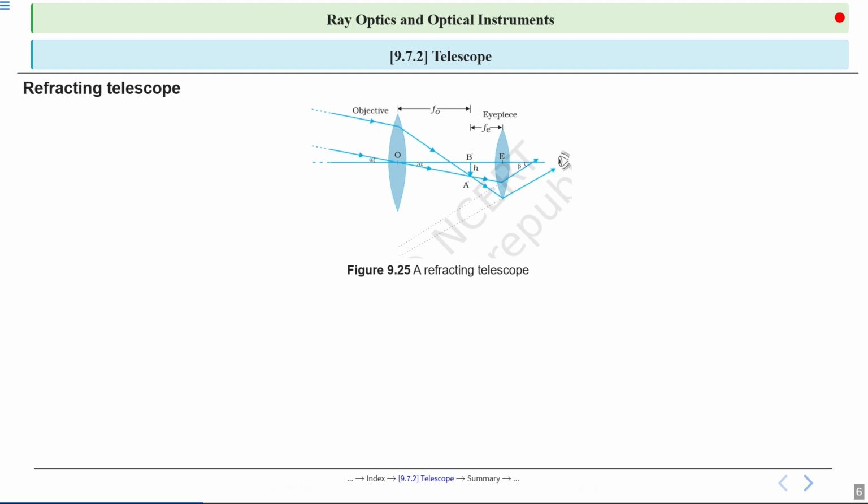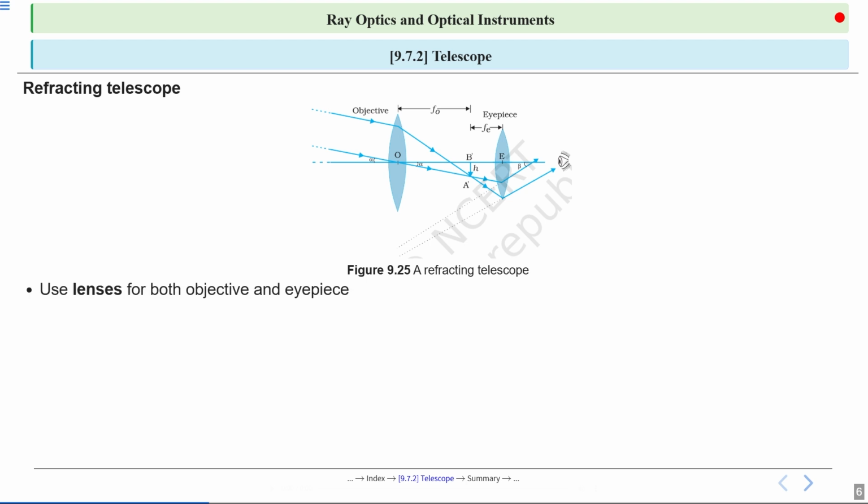Here we have an image of a refracting telescope labeled figure 9.25. Notice the long tube and the lenses at both ends. This setup is essential for gathering and focusing light from distant objects. The image helps us visualize the basic structure of a refracting telescope.